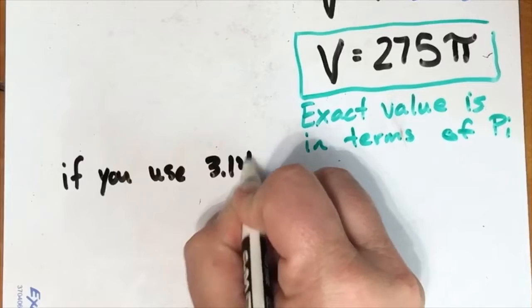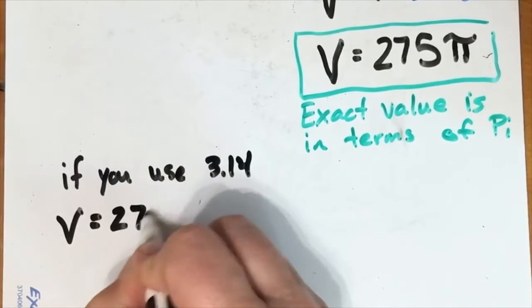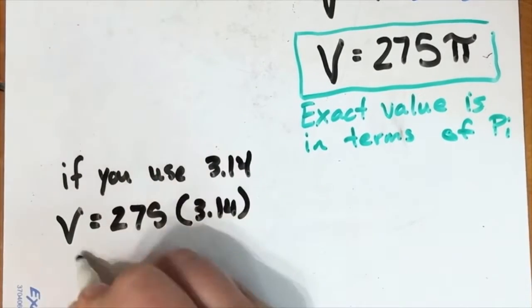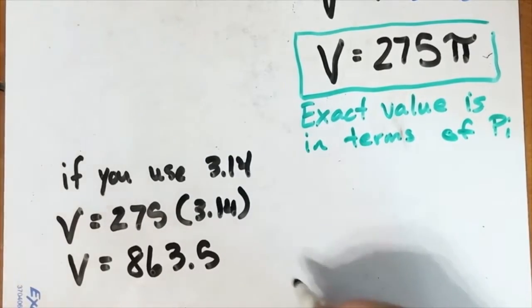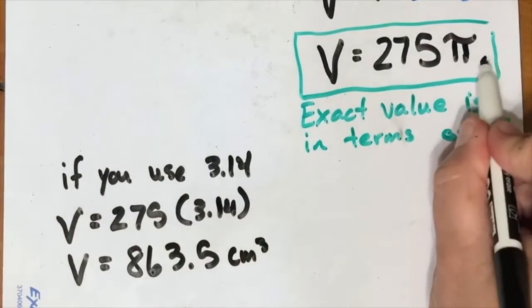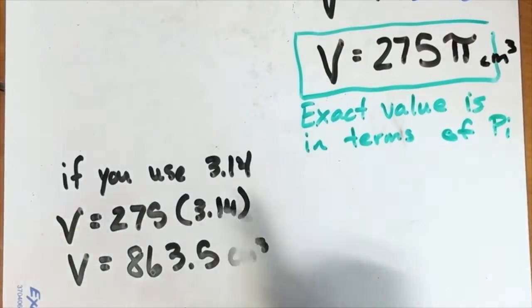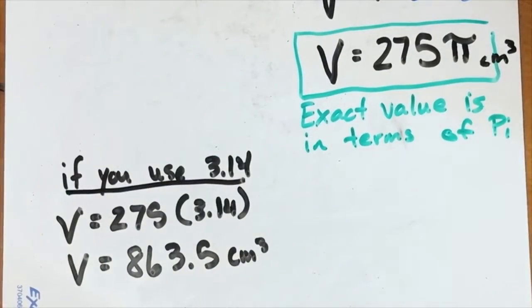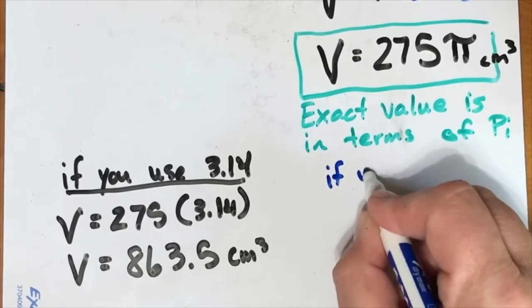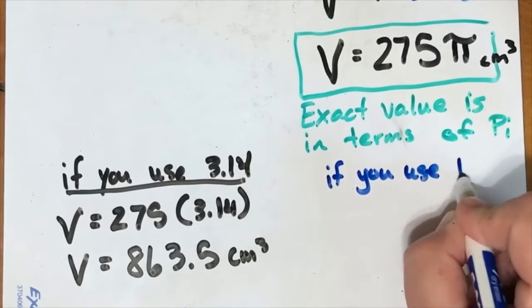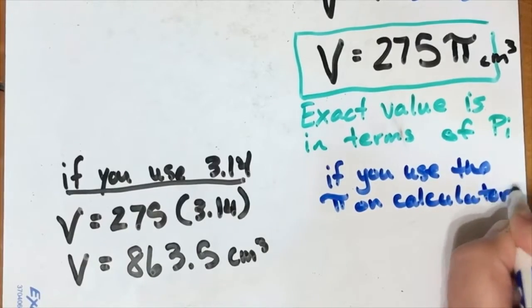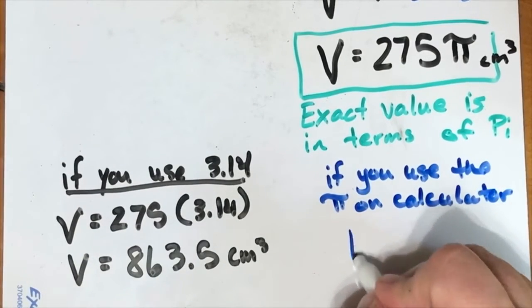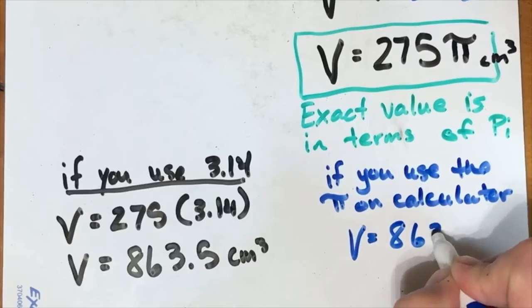So if you were to use, let's say 3.14 as an estimate for pi, so 275 times 3.14, then you are going to get 863.5 cubic centimeters. Oh, we should have had cubic centimeters on the first answer, but all right. Now, if instead you use the pi button in your calculator, you just put 275 times the pi button, it would have been 863.9, not the same number.